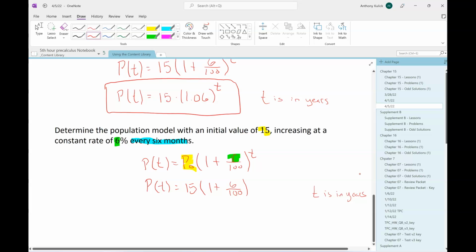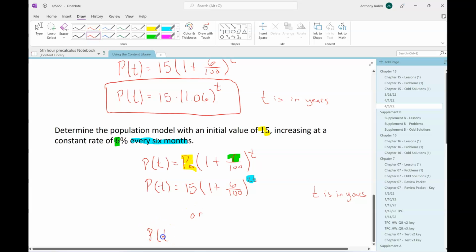Reasonable. What does the rate of change happening every 6 months mean now for t? 1 half a year. Okay, so how many times does that rate of change occur in 1 year? Twice. So instead of writing t, I'm going to write 2t. There you go. Very good. Okay.